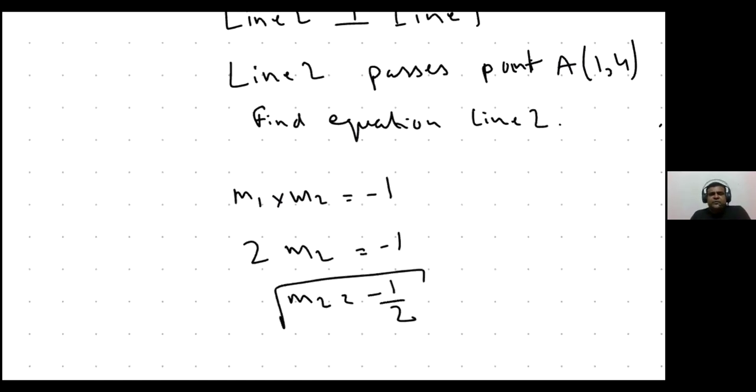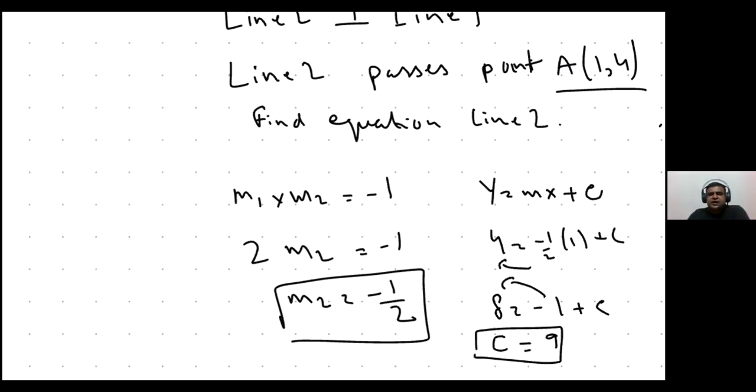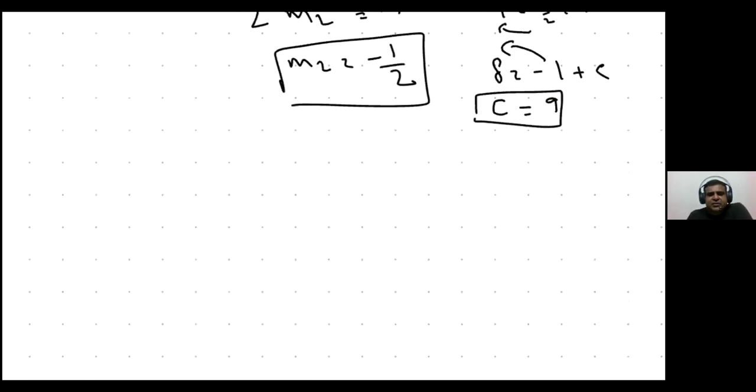Now, what we have to do is, we have the slope, sorry. We need to find the y-intercept of the equation. So we have y equals mx plus c. We have the coordinate A, 1 and 4. So we put 4 equals negative 1 over 2, times 1, plus c. So we take 2 to the left hand side. We get 2 times 4 as 8, equals negative 1 plus c. So we get the y-intercept as 9, right? Because when we take negative 1 from right to left, it becomes 9. So what will be our final equation? The final equation is nothing but just y equals mx plus c.